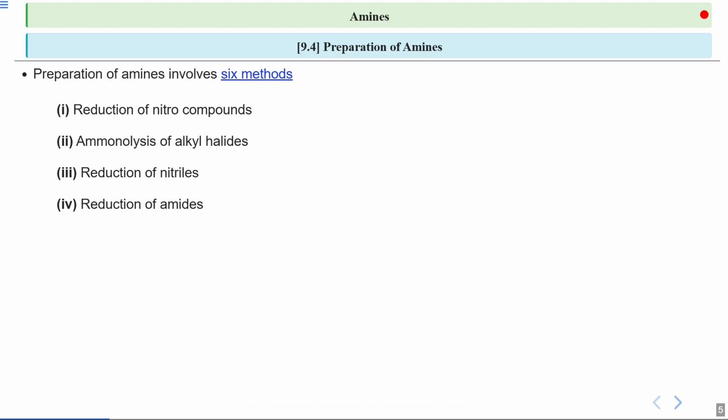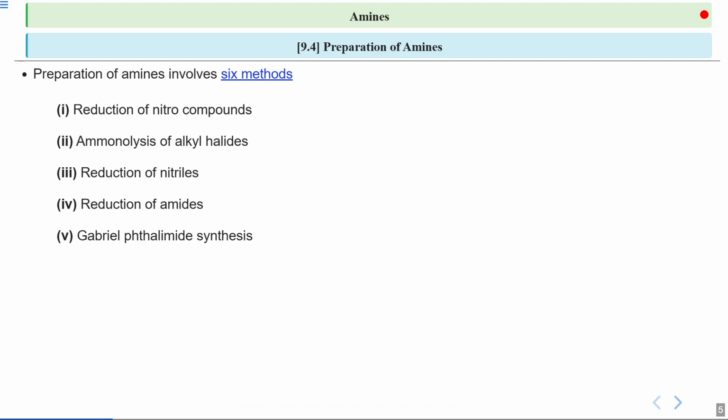Fourth one is reduction of amides. So amides, they have a carbonyl group which is attached to nitrogen. So when we reduce an amide, we remove the oxygen and add the hydrogen, which results in the formation of an amine. Okay. Next one is Gabriel phthalimide synthesis.